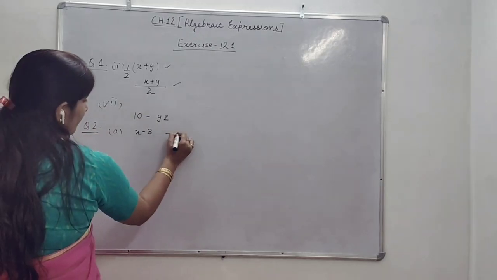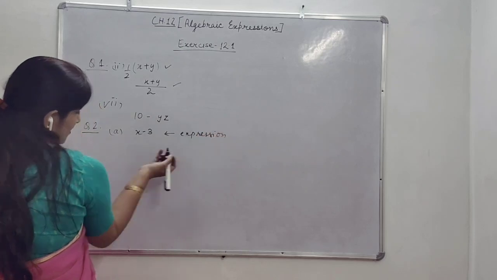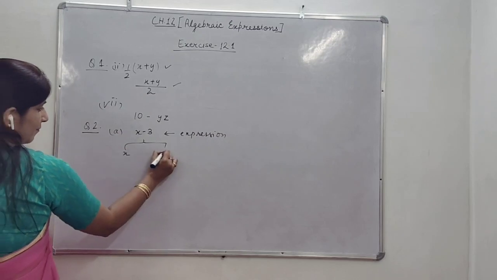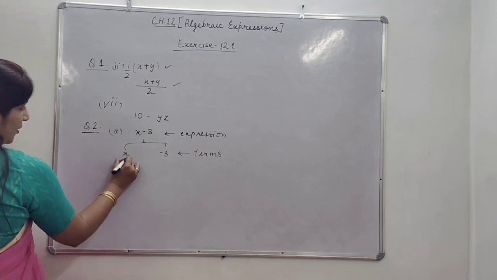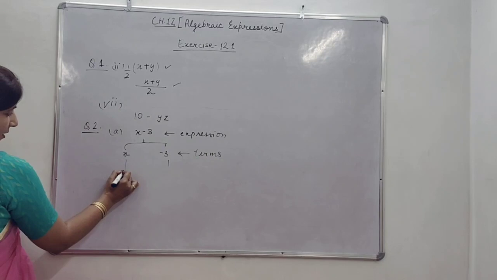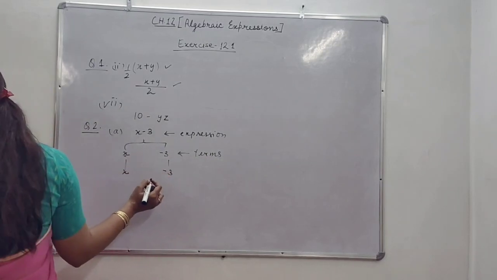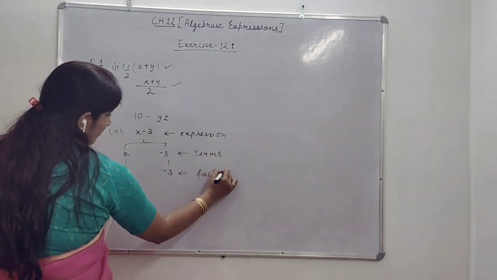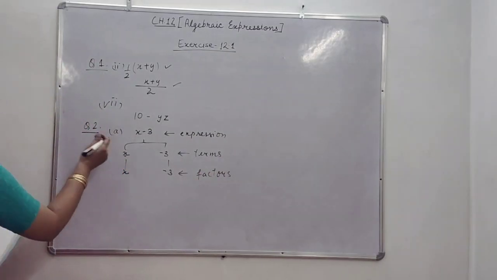So how can we do it? We can write here the word expression. Now we can separate it into terms. The terms are x and minus 3. So you can write here terms. After that you need to write the factors. As you can see, here is only one thing, so the factor will be x only. Here the minus 3 only will be the factor. So in this manner you can write the factors. Fine. So this is all about the first part, A part.